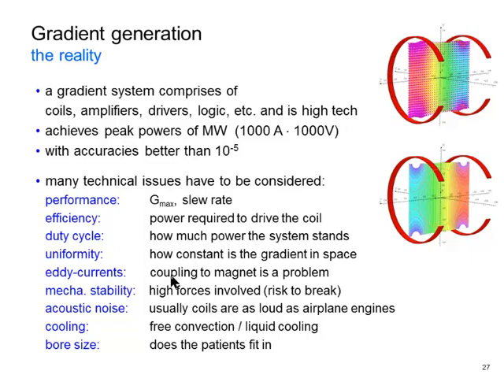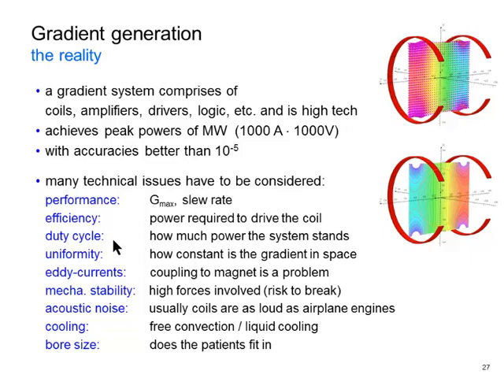Another point of reality, we have to envision that the gradients are a complicated structure. They consist of coils, amplifiers, drivers, logic, and all kinds of stuff which are working together in a certain kind of synergy. And we are achieving peak powers in the order of megawatt, and we are asking for accuracies better than 10 to the power minus 5, approaching 10 to the power minus 6. So, just saying this, even if gradients are always blamed, they are high-tech products, and they pretty much contribute to the costs of an MR system.